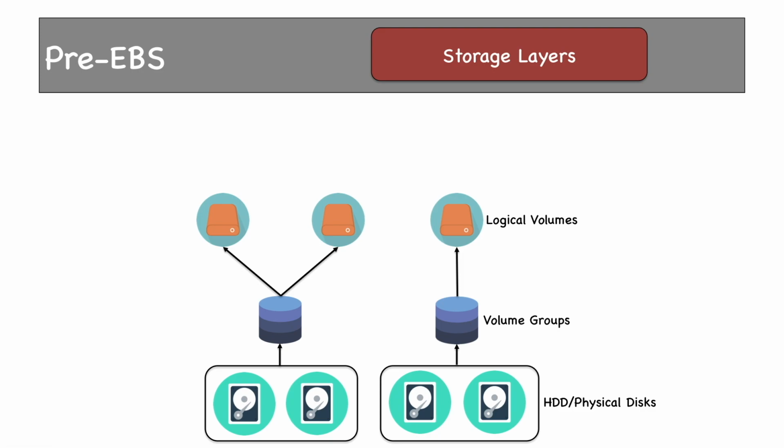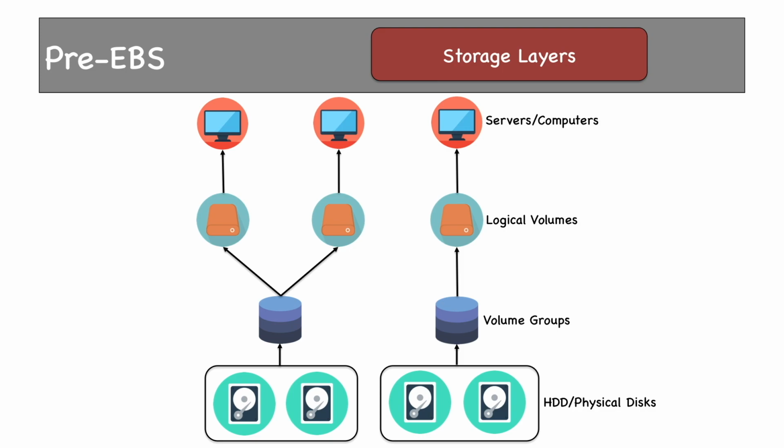From a volume group, we create another logical entity named logical volumes. So from this volume group, I have created two logical volumes, and from this volume group, I have created one logical volume. And eventually, these logical volumes are attached to your servers or to your machines. If I take the file system analogy, your servers and computers contain file systems. The folders and directories which you create in your computers are actually file systems. And the logical volumes are the ones which are attached to these file systems.